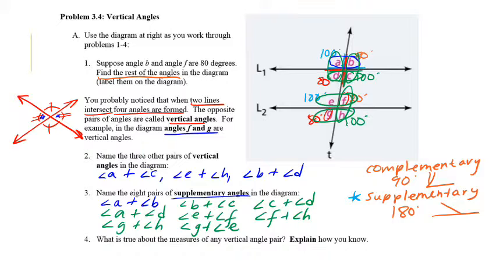So now take a moment and think about what's true about vertical angle pairs. So looking at those examples of vertical angles, when you look at F and G, for example, or you look at E and H, what do you know about vertical angles? Take a moment and see if you can discuss with your partner what's the trend with vertical angles. So what I'm hoping you're noticing is that vertical angles are congruent. So they have the same size.